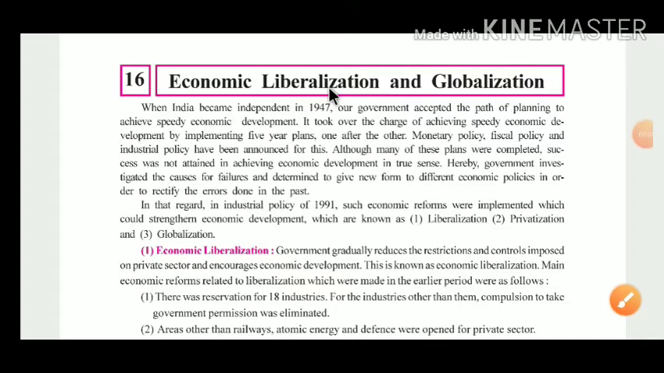Dear student, today we have to learn in standard 10 subject social science chapter number 16. The name of the chapter is Economic Liberalization and Globalization.